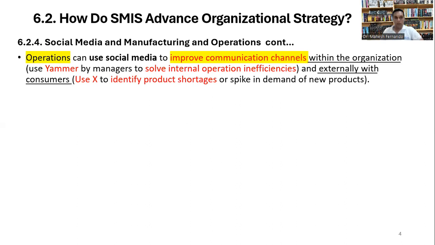In the case of operations, use social media to improve communication channels within the organizations, such as Yammer or messenger, by managers to solve internal operations inefficiencies. You can share the ideas. What are the internal operations in the organization and what are the inefficiencies that we have can be simply discussed with the support of Microsoft Yammer, and externally with consumers, such as use of X to identify product shortages or a spike in demand for a new product, can also be discussed and identified with such social media communities.